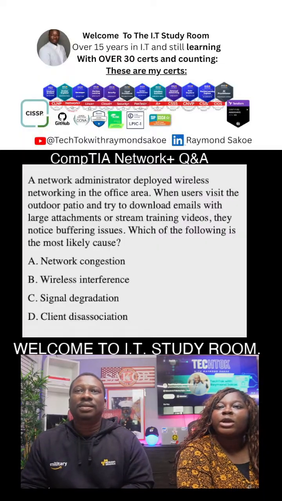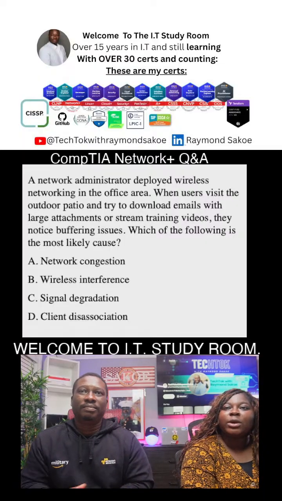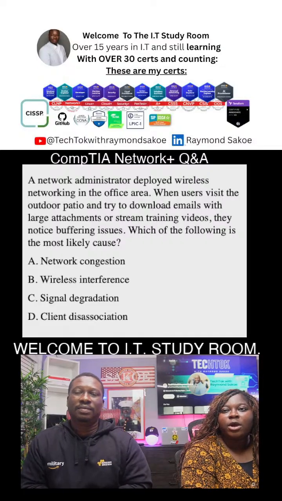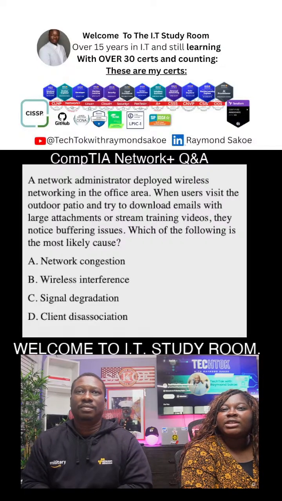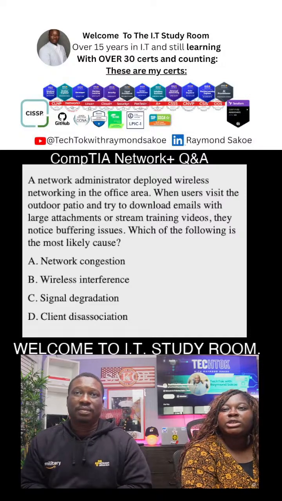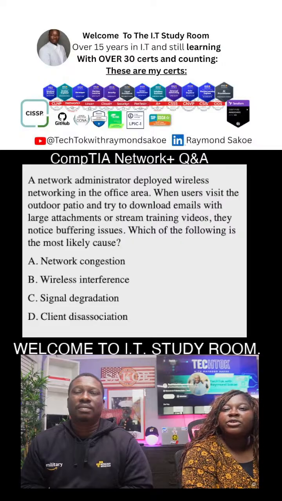Okay. All right. A network administrator deployed wireless networking in the office area. When users visit the outdoor patio and try to download emails with large attachments or stream training videos, they notice buffering issues. Which of the following is the most likely cause? What kind of question is it?